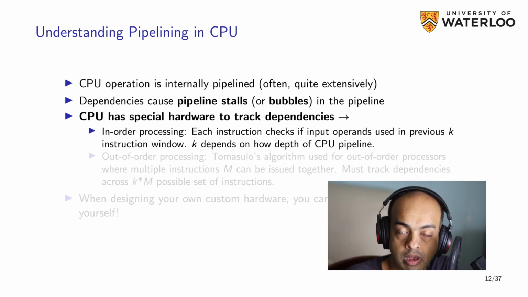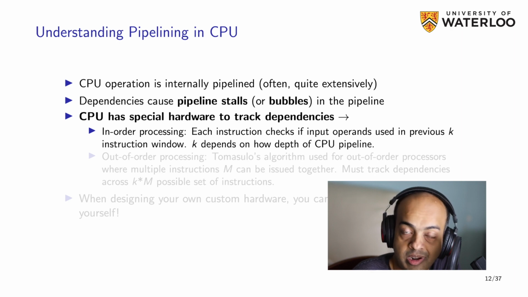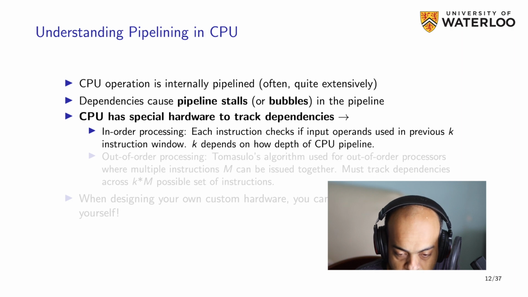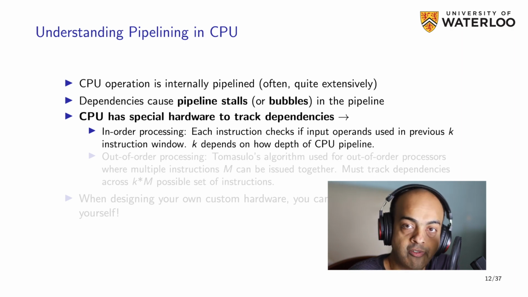and all you need to do is, for every new instruction that gets read from the instruction memory, you check the previous k instructions, depending on the depth of the pipeline, to see if the input depends on any of those instructions, right? And that can be done by tracking the register names that you write to and you read from, and if there is a dependency, you will know that right away.